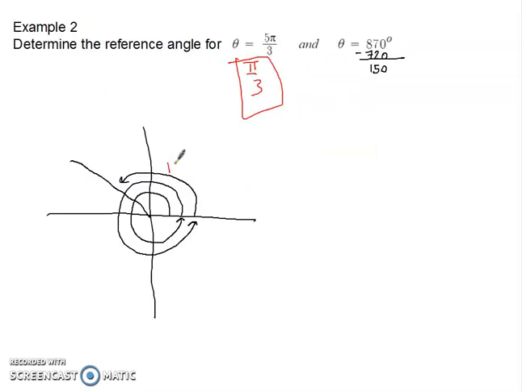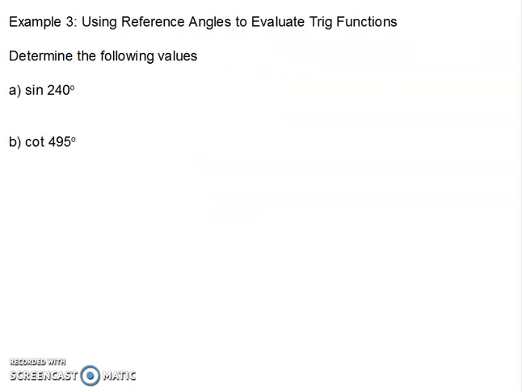So then since this angle is 150 degrees, my reference angle would be the remaining distance that I need to rotate to get to that x-axis, which is 180, which means that I need to go an additional 30 degrees. So therefore my reference angle is 30 degrees. So I'm going to use reference angle to determine the value of these couple of trig functions.